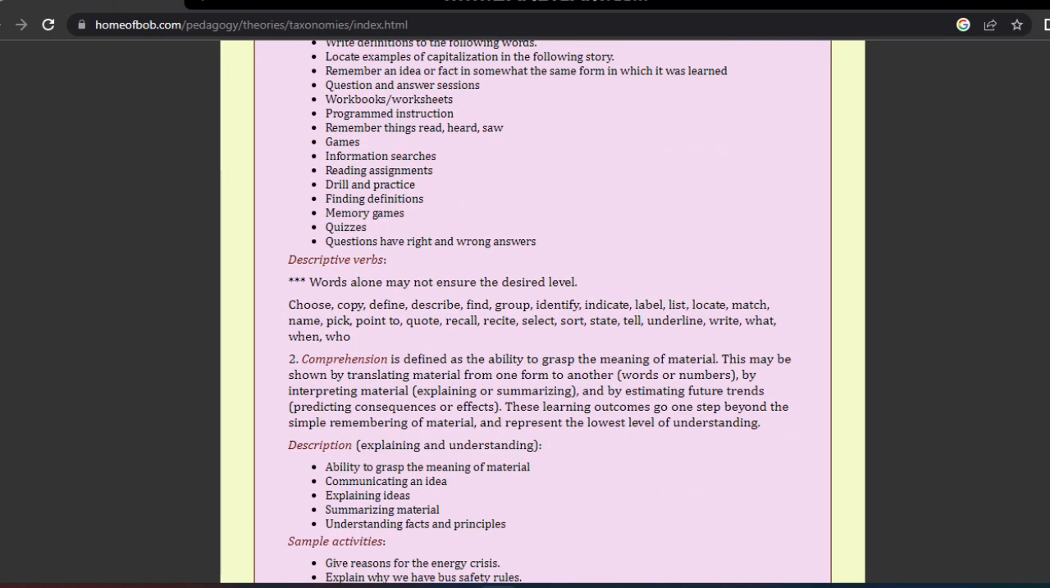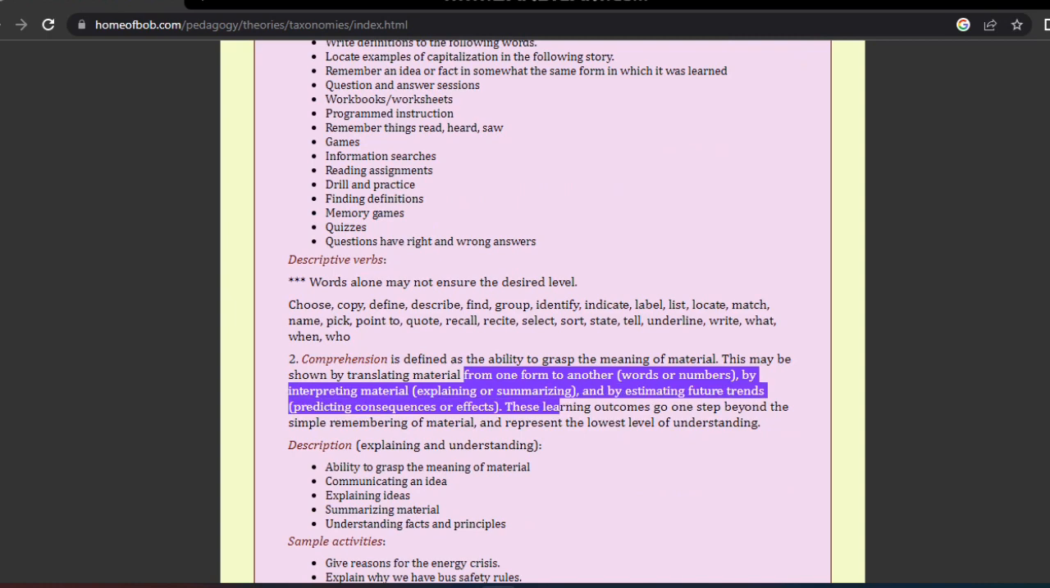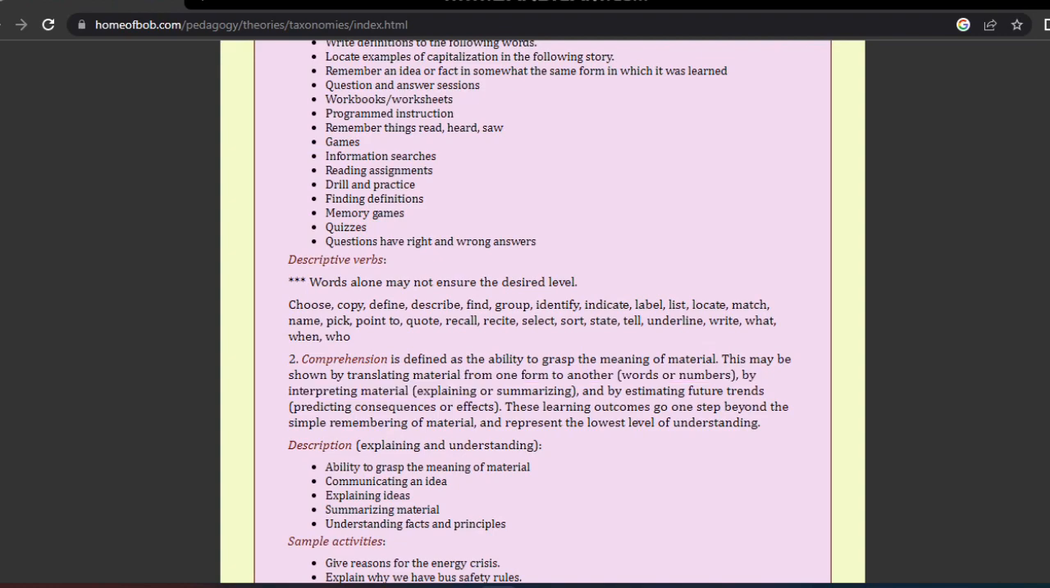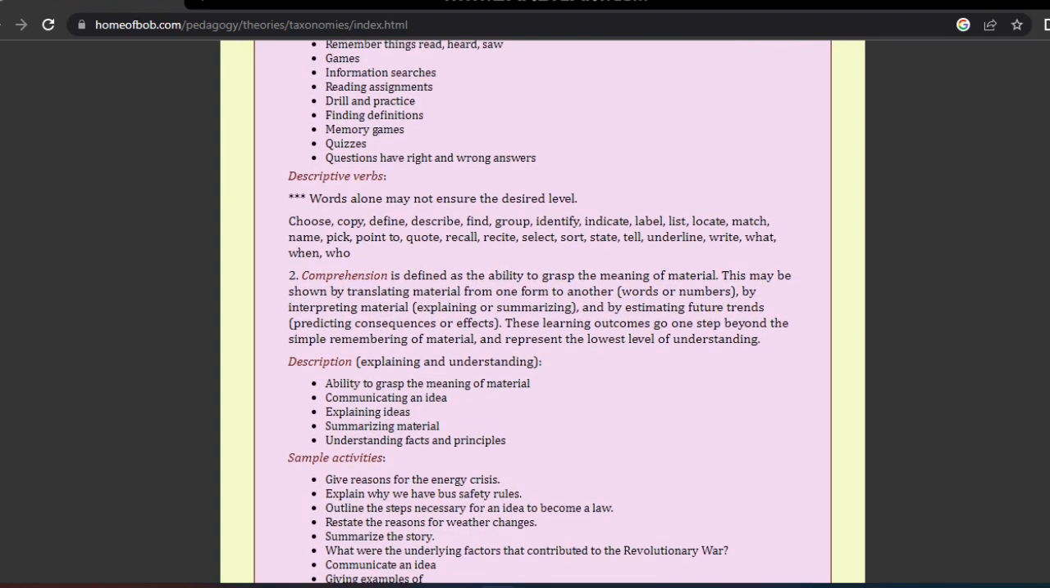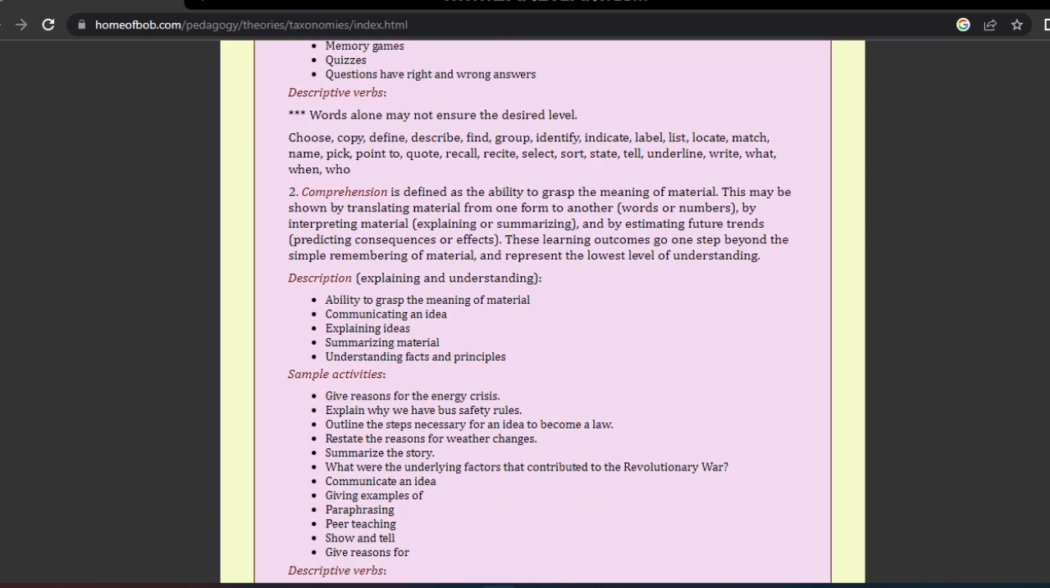And what is comprehension? Comprehension is defined as the ability to grasp the meaning of material. This may be shown by translating material from one form to another, by interpreting material. And what comes in the comprehension description? In the description of comprehension, you can see explaining and understanding, how we can explain and understand, ability to grasp the meaning of material, communicating an idea, explaining ideas, summarizing material, understanding facts and principles.